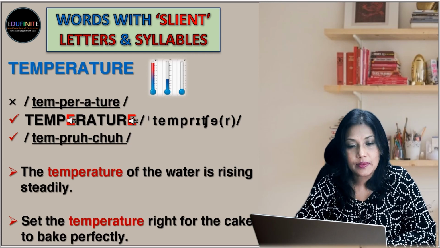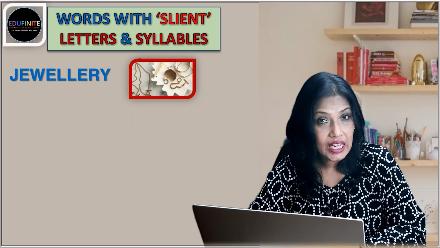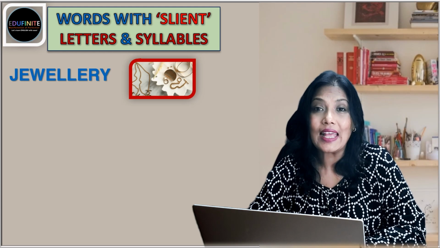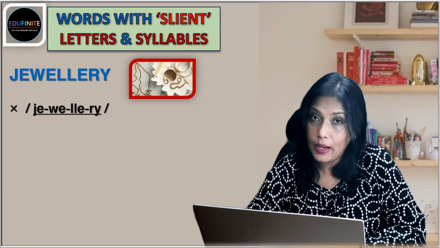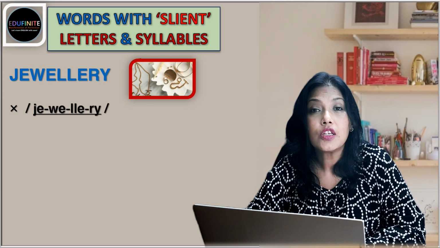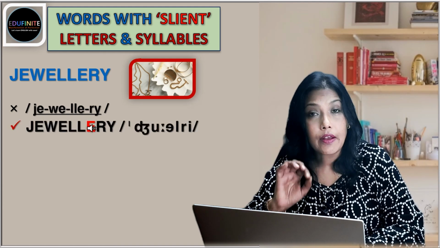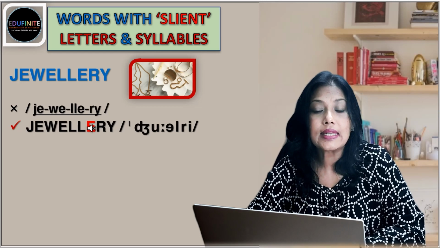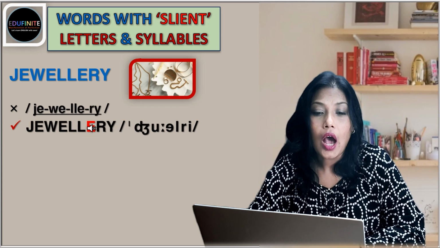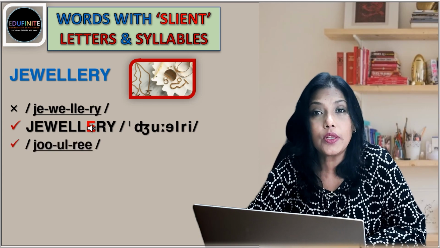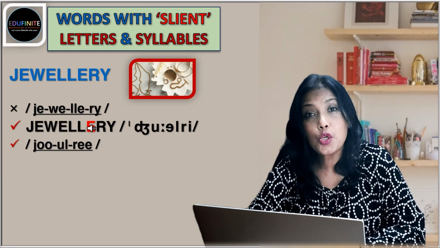Okay, our next word. This is also a very common word. This is JEWELLERY. Now, if we go by the spelling, we will pronounce it as jew-el-le-ry. But again, there is a silent letter and it is the E after the double L. So that is not pronounced. So how do we pronounce it? We pronounce it jewelry. The pronunciation of this word is jewelry.